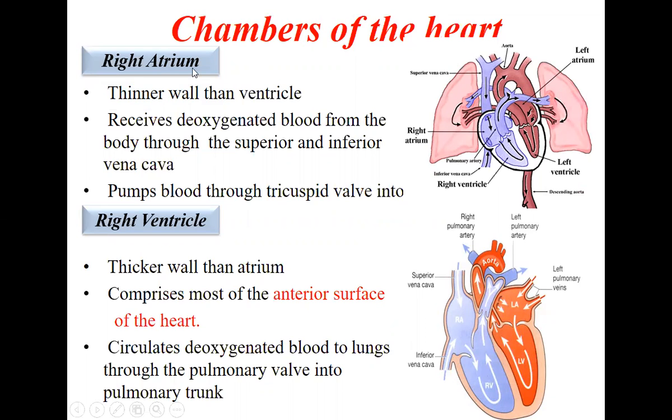So when we study the chambers of the heart, the first and most important is the right atrium, because this is the chamber where all the venous blood comes, shown here in blue color, because all the deoxygenated or impure blood will come to the right atrium through these veins. The right atrium has a thinner wall than the ventricle. If you see here, the ventricle is thicker compared to the thin wall of the atrium. It receives deoxygenated blood.